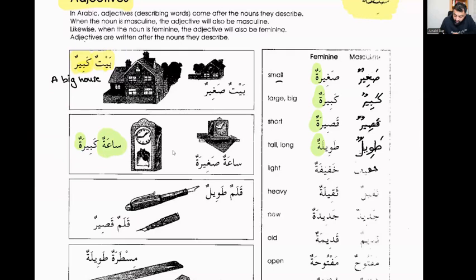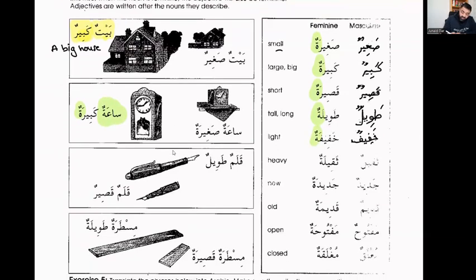Okay. So this word here, khafifun, which means light, something that's light. And the female version of khafifun would be khafifatun. Okay. And then the next one is the opposite of light, which is heavy. So thaqilun, and the female is thaqilatun.